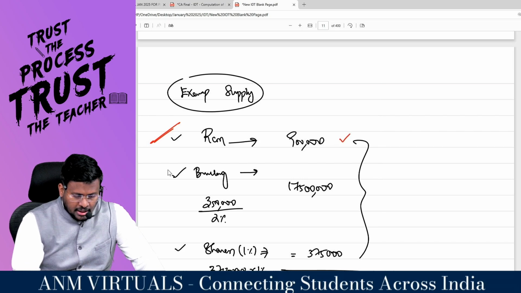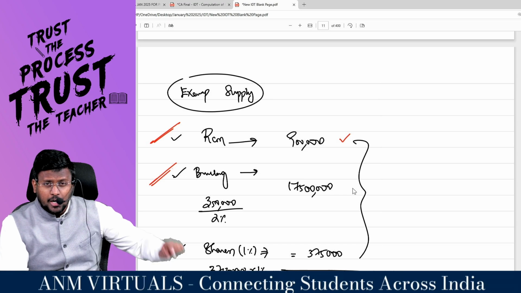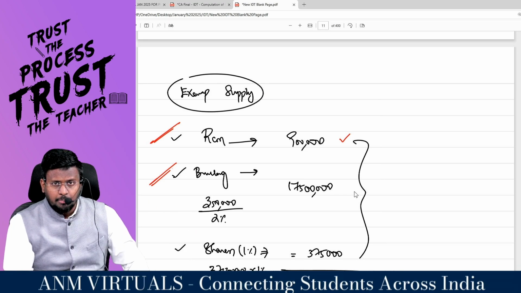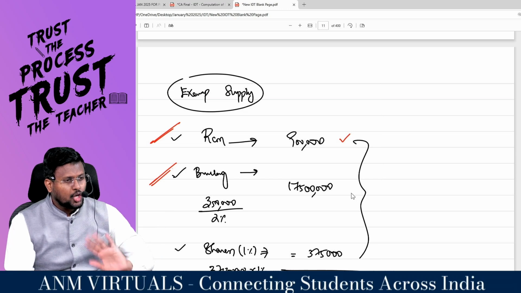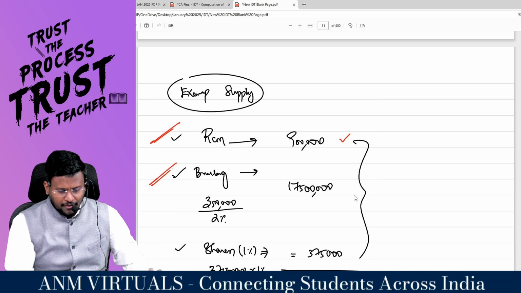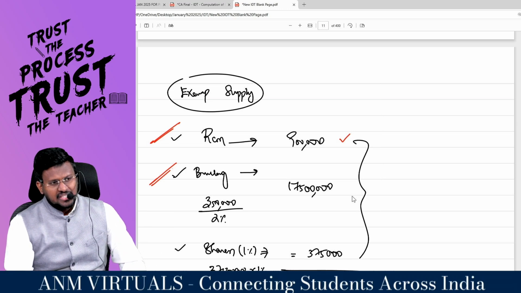Building. Sir, even though building is covered in Schedule 3, will that form part of exempt supply? Yes, sir. But you will not take the whole value. You have to take the stamp duty value.